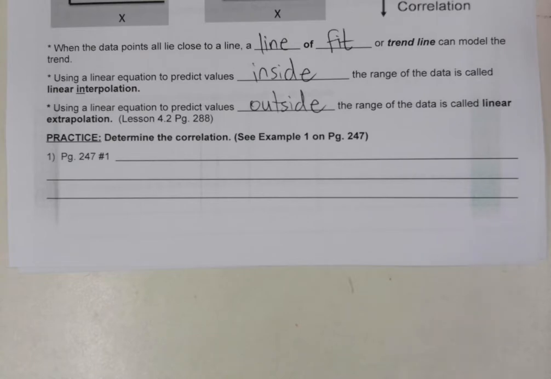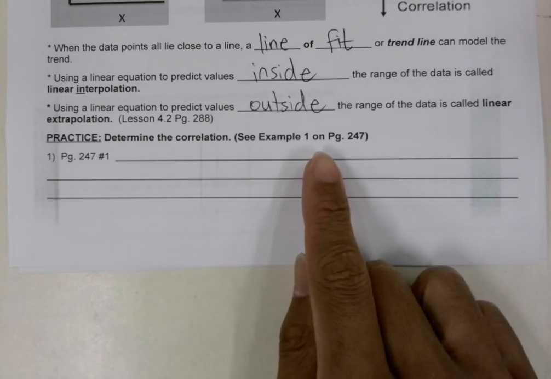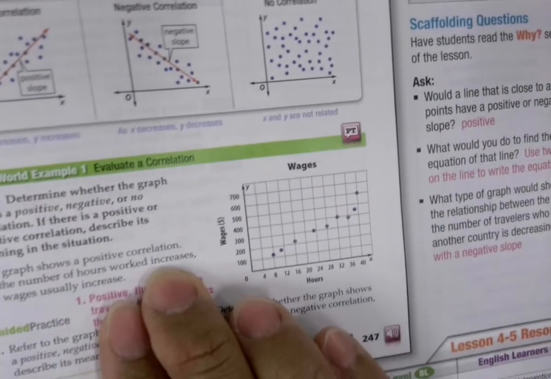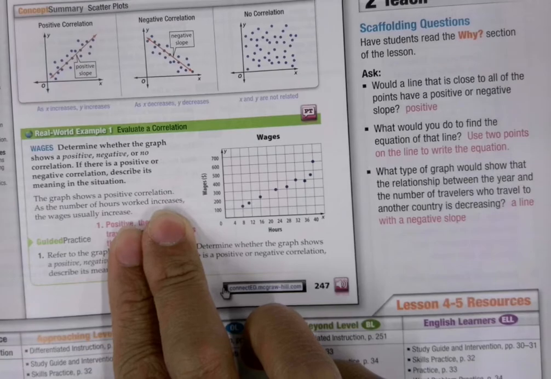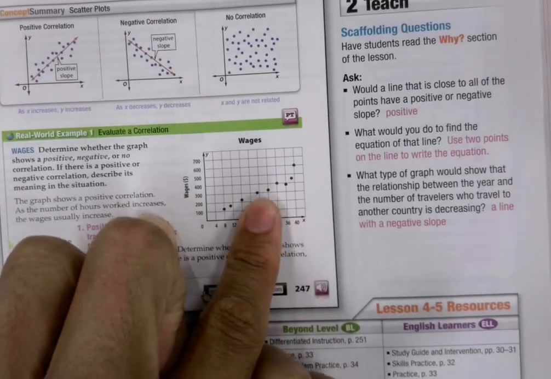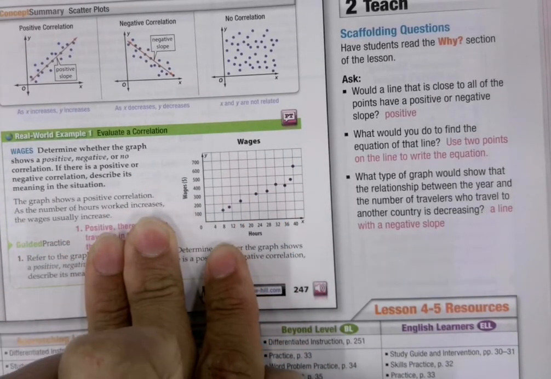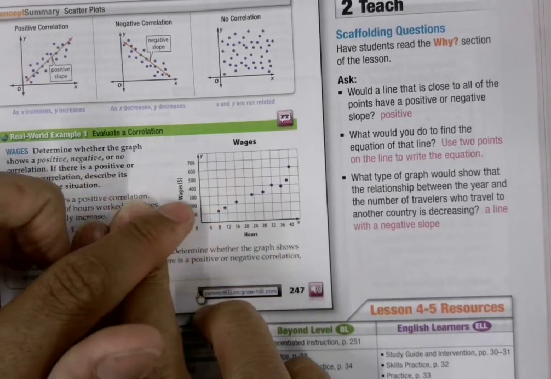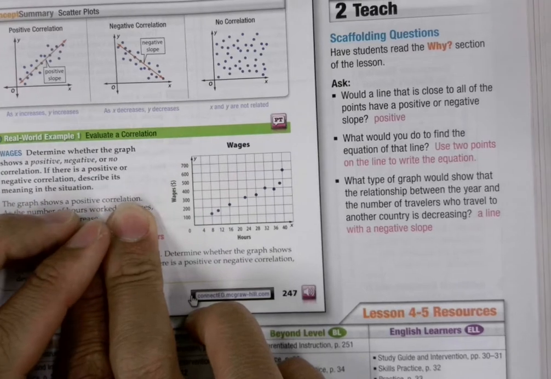Determine the correlation. See example 1 on page 247. So example 1 on 247 is right here. And you can see we have hours in our x-axis and we have wages in our y-axis.